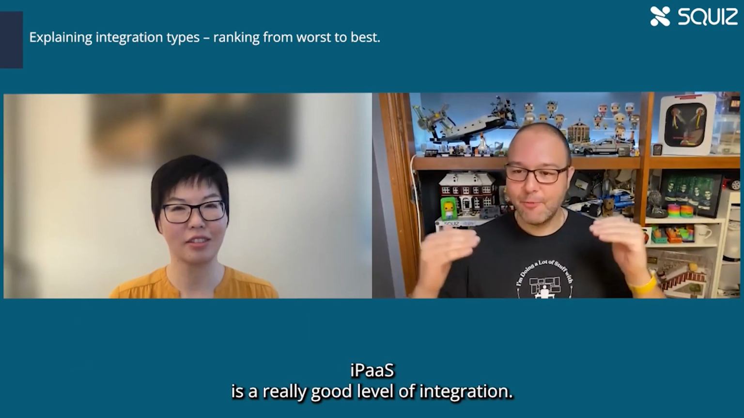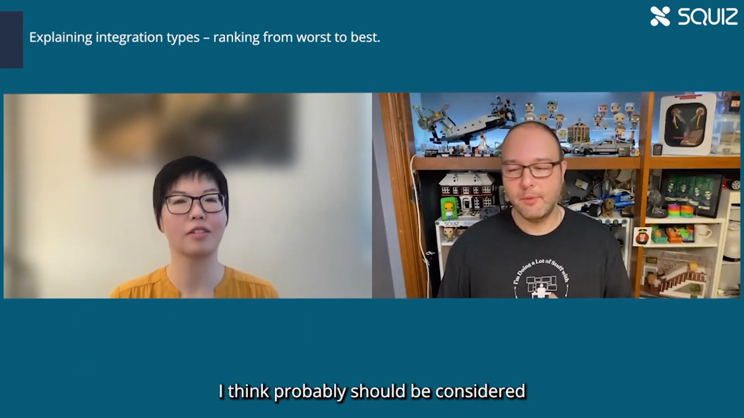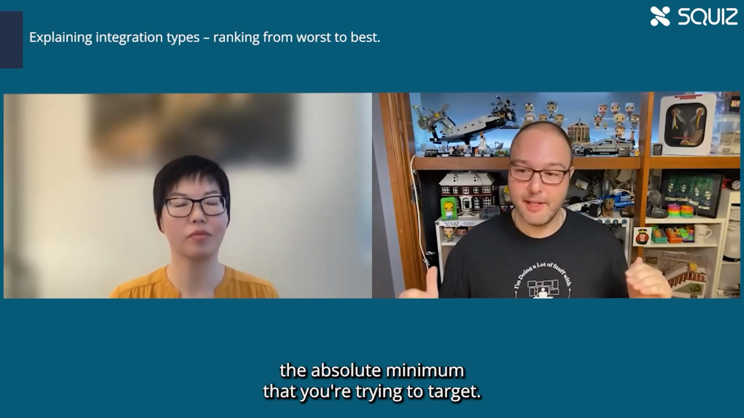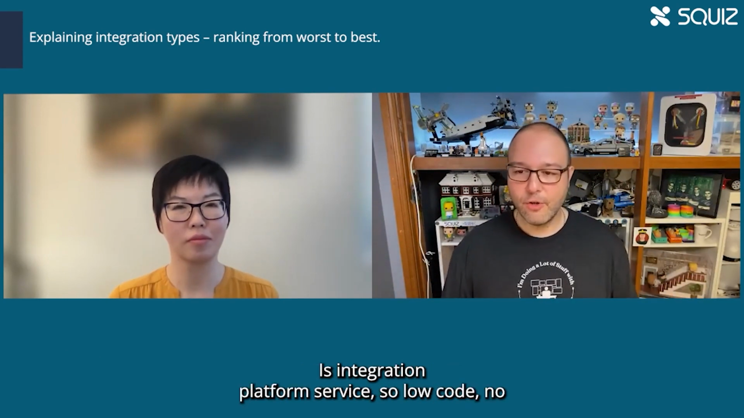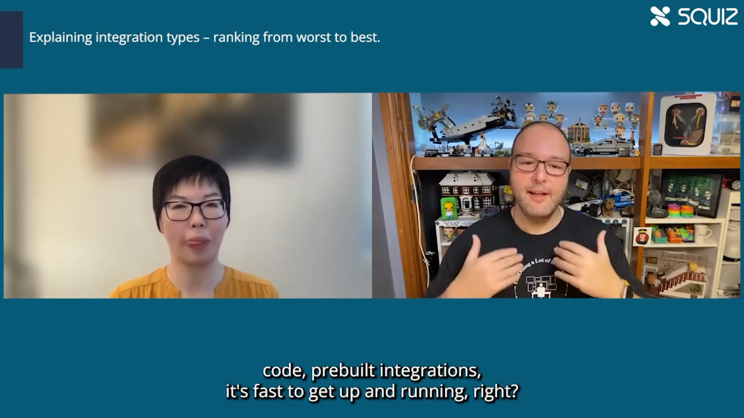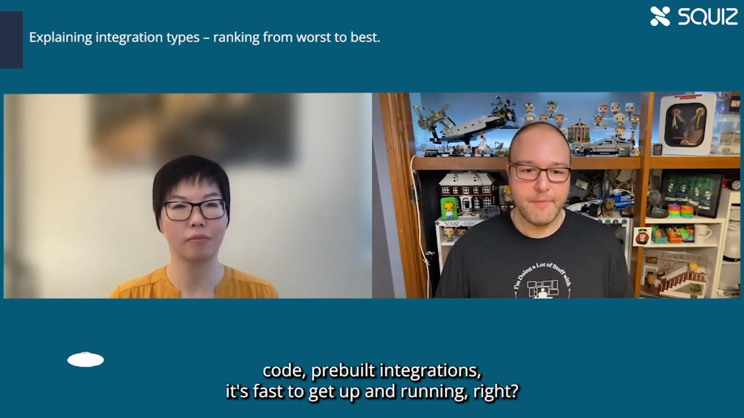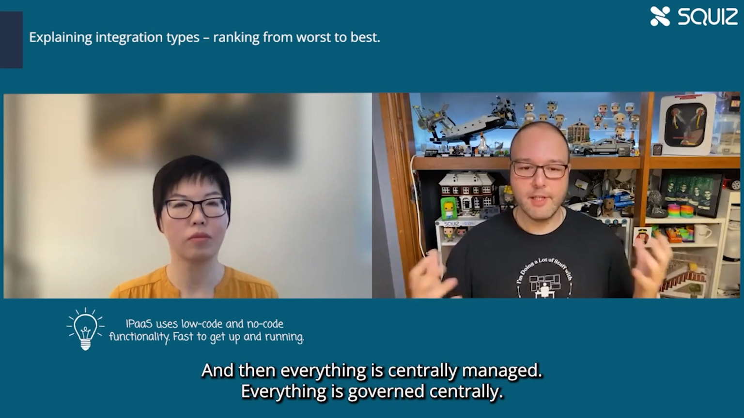iPaaS is a really good level of integration. I think integration platform as a service should probably be considered the absolute minimum that you're trying to target. So low code, no code, pre-built integrations. It's fast to get up and running, right? And then everything is centrally managed, everything is governed centrally.